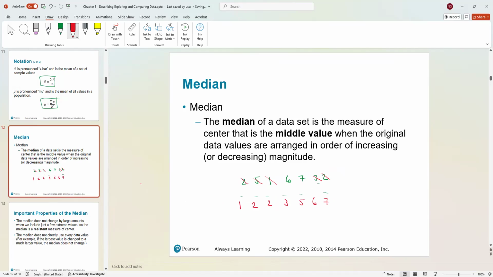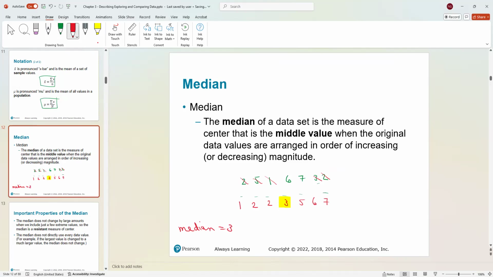If they ask us to find the median, it is the data that falls exactly in the middle of the ordered data set. Which data falls exactly in the middle after we order it from the smallest to the largest? Actually, it's this one. It's 3. So the data that falls exactly in the middle is 3. So the median is 3.